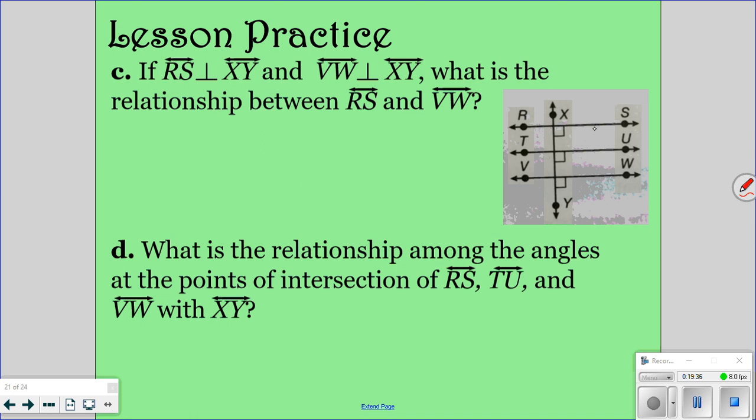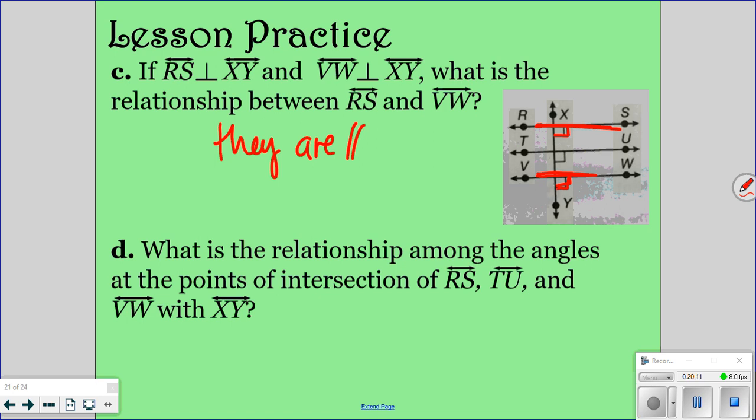It tells us that RS and XY are perpendicular, and there's a right angle here to help show that, and VW and XY are perpendicular, which it shows as well. What is the relationship between RS and VW? That's down here. How are these two lines related? They have to be parallel because they're both perpendicular to XY.